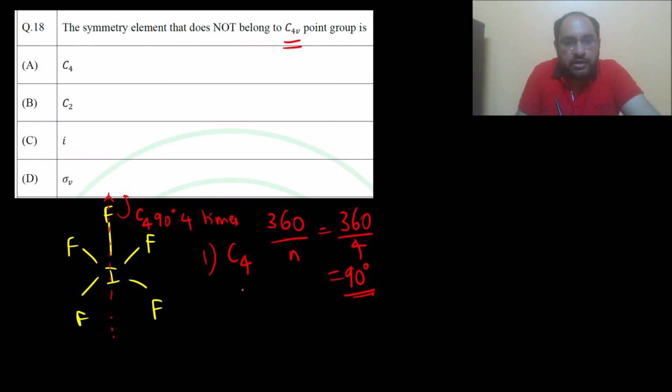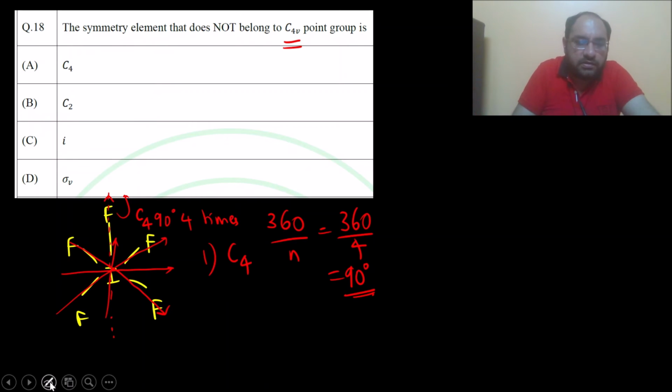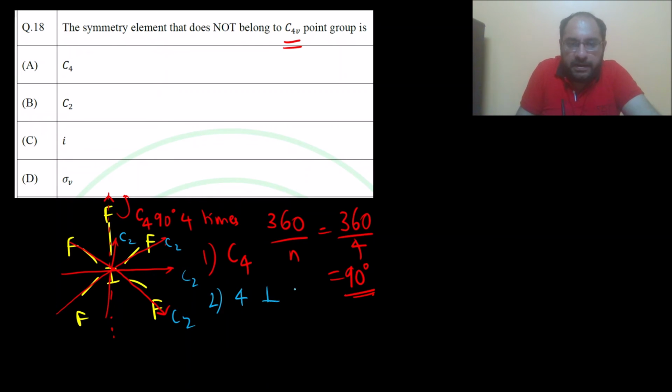Now perpendicular to this C4 axis, you can see there is one C2 axis, one C2 axis, and another C2 axis. So there are 4 perpendicular C2 axes. Then along the same axes you will have 4 sigma V planes.